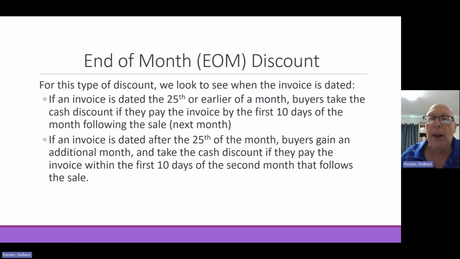Okay. Another kind is end of month. This one's a little more sneaky because it tends to base on when the invoice is dated in the month. So if you read the screed, it says if the invoice is dated the 25th or earlier of a month, the buyers can take the cash discount if they pay the invoice within the first 10 days of the next month after the sale. However, if the invoice is after the 25th, so late in the month, think about that, then the buyers, in effect, gain an extra month.